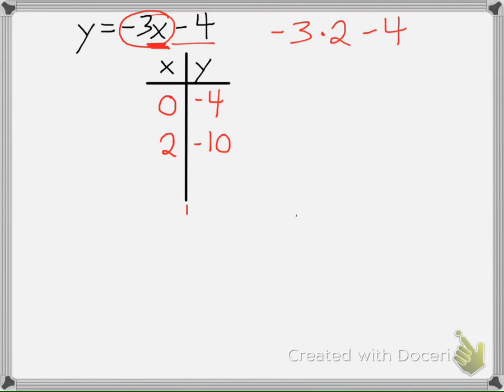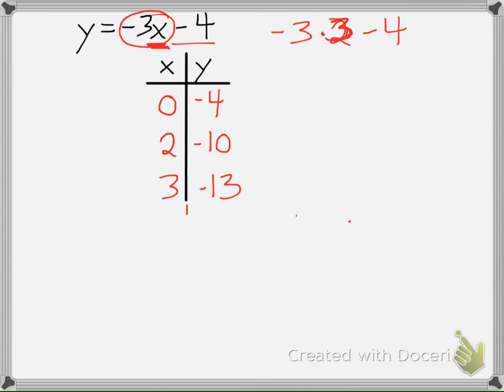Let's look at 3. If I replace x here, my x is now 3. Now I have negative 3 times 3, which is negative 9, minus 4, which is negative 13. Now, personally, I would have gone with like 1, or negative 1, and gotten even smaller. But, you know.